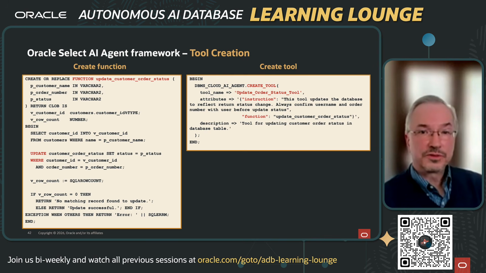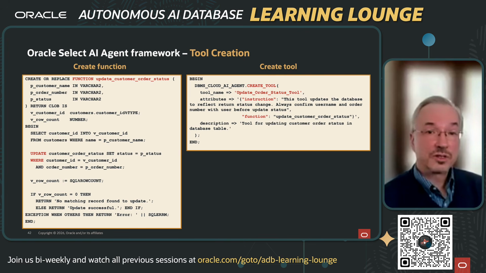Now, to create a tool from a custom PL/SQL function, like updating a customer's order status in a database table, we'll first create the function and then the tool object. Using create tool, we give the tool a name and specify two attributes, the instruction and the function name. The instruction is used by the LLM to understand what the tool is capable of and how to use it. The function names the PL/SQL function that should be invoked. The description, although not used by the LLM, is intended for providing additional information about the tool, for example, for the development team or other users.